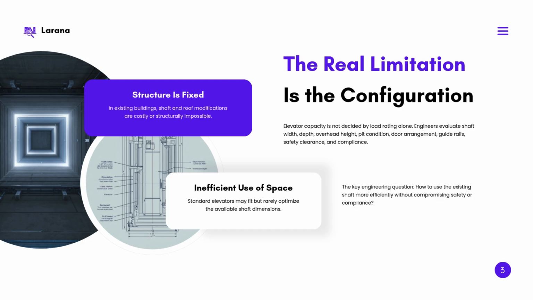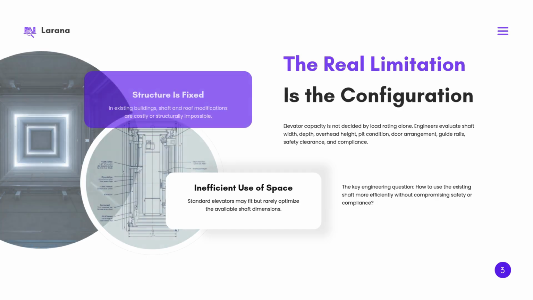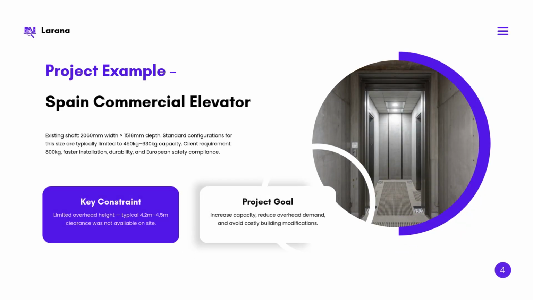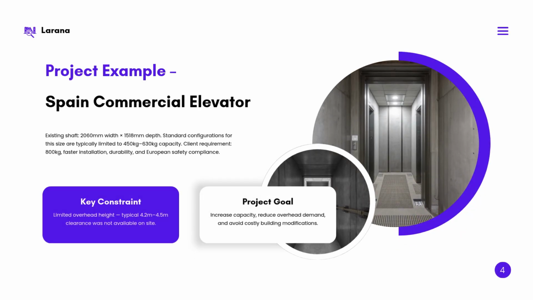Project example: one example is a commercial elevator project in Spain. The existing shaft measured only a small width and depth. For this shaft size, standard elevator configurations were typically limited to a lower capacity. The client needed a higher capacity elevator, faster installation, strong durability, and compliance with European safety requirements.